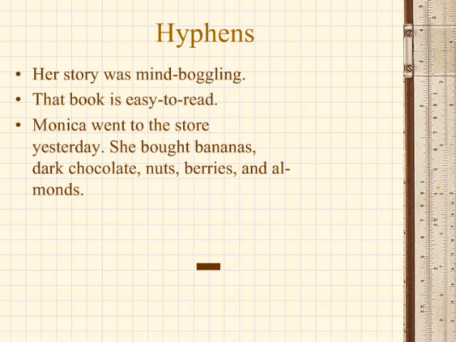An important note to remember is that you can only break a word at a syllable. Look at the example above. The noun "almonds" has 2 syllables. The hyphen appears after the first syllable, which is "al," and the second syllable would be "monds."